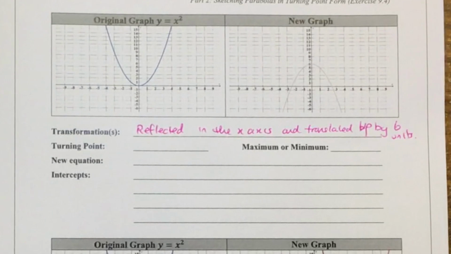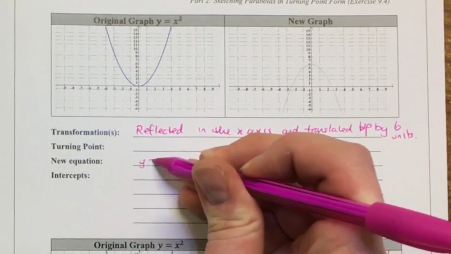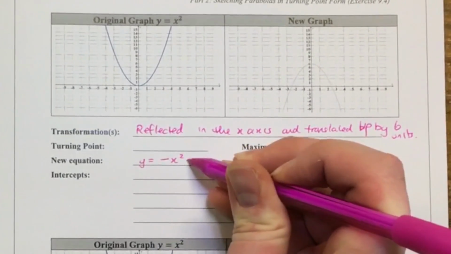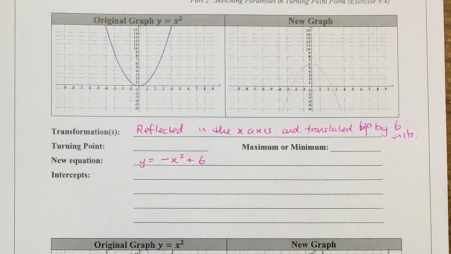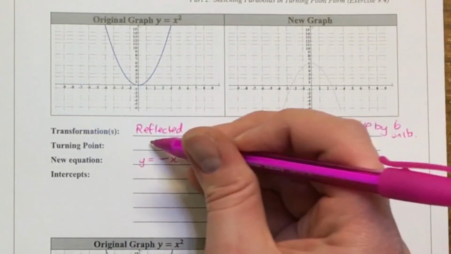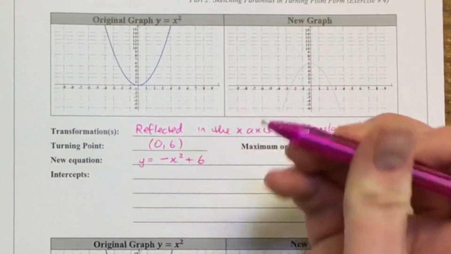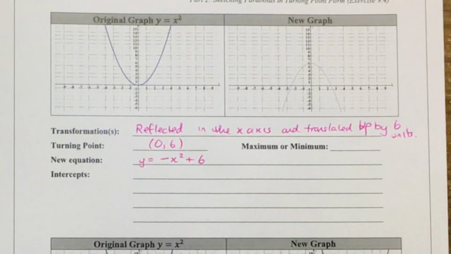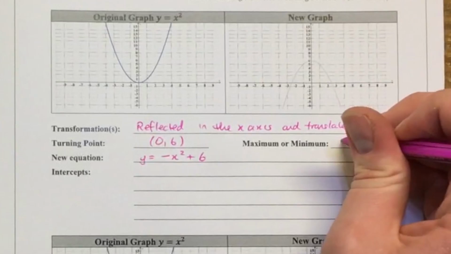And what would be the turning point of this, friend? Oh, well, spoiler alert of the next equation. That is correct, that's the new equation. What would be the turning point of this, friend? Yes, Mr. Austin. (0, 6). Yeah, (0, 6). Is this a maximum or a minimum? Maximum.